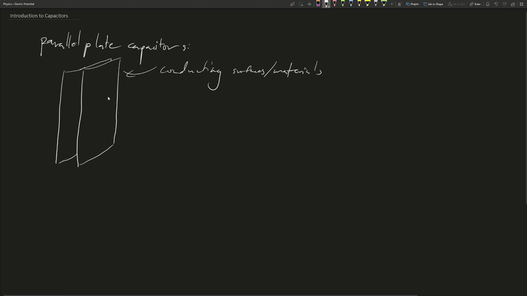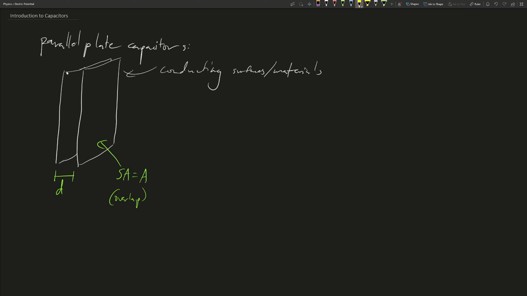So conducting materials here. They are going to have a surface area, and we'll call that equal to A. So this is the surface area, and this is the surface area of overlap. This is only the surface area that they have in common. And then they are going to be separated by a distance d here. We'll use these variables later to calculate the capacitance given a certain situation where you have some materials.